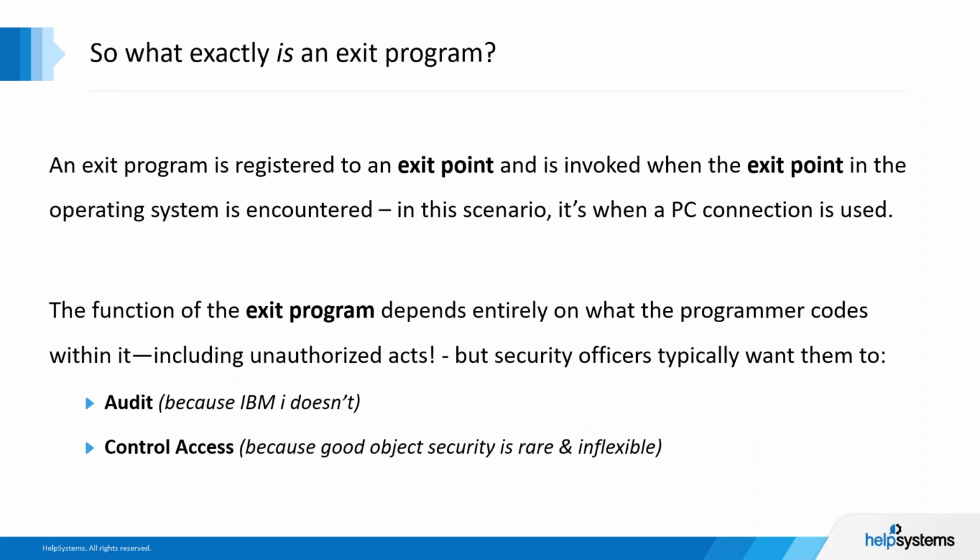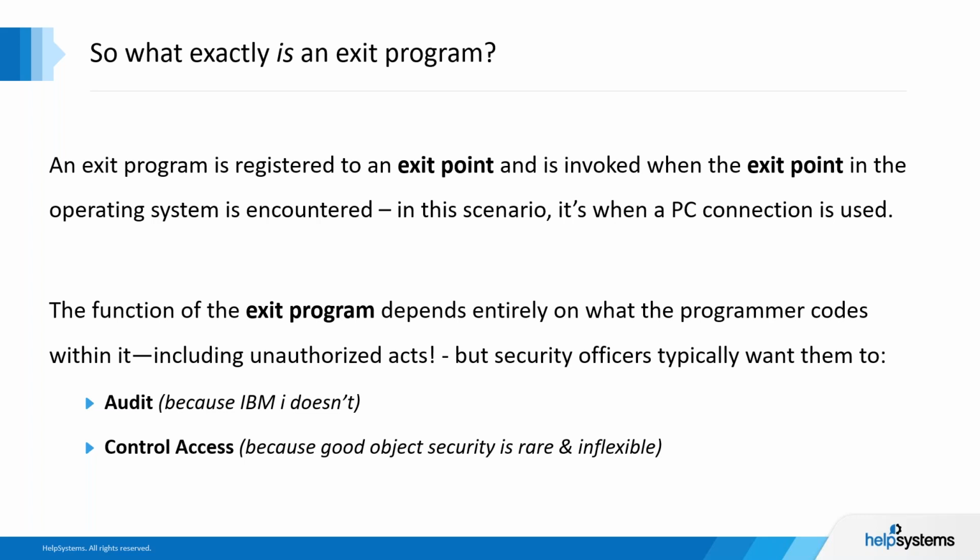As I said, an exit program is registered to the exit point. It's called from the exit point anytime a particular situation is encountered. In the scenario we're talking about here, it's when a PC is connecting into the machine and sending a request. There's about 30 different doors that a user can leverage, ranging from command execution to FTP to ODBC. The function of the actual exit program itself depends entirely on what the exit programmer does within it. That could, in theory, include unauthorized acts. So we want to be careful if we do see that there are exit programs present to ensure that those exit programs are indeed authorized by the organization.